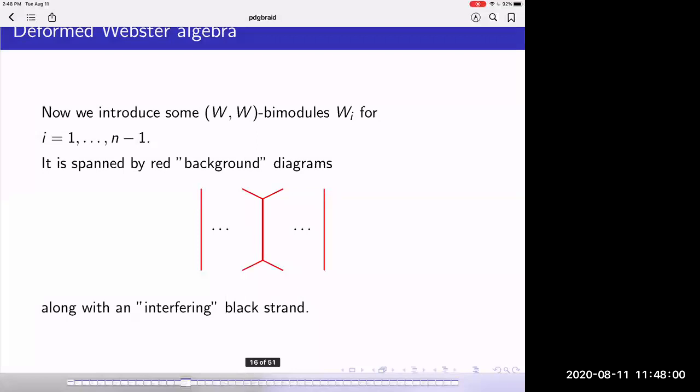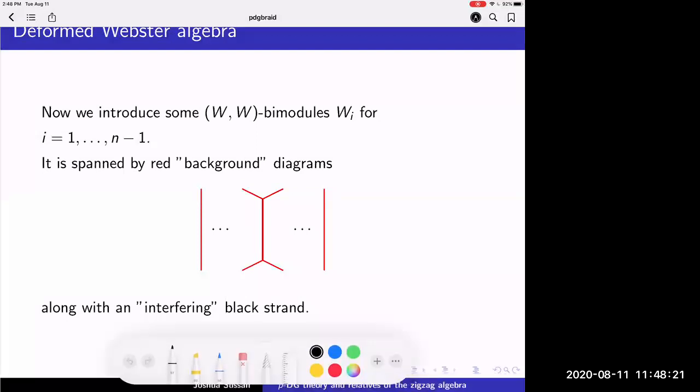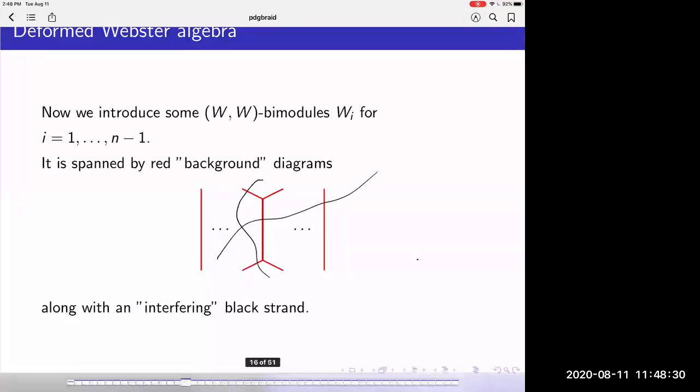These bimodules look a lot like the algebra, except for this bimodule Wi, we have this thick red bar connecting the i and i plus first spots down below to the i and i plus first slots above. So this is what I call kind of a red background. And then we have one black strand. The one black strand could be doing its thing. It could go like this, or it could do various intersections. Okay, and so that's what generators of the bimodule look like.